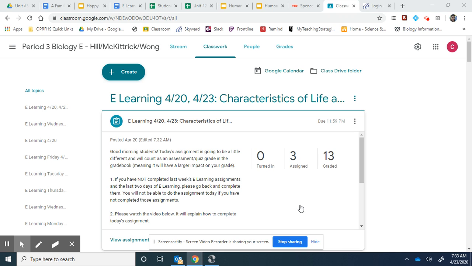I just wanted to take a moment to explain to you how we're going to do today's assignment. Today's assignment should look very similar to the assignment that you did on Monday because we're going to be working in the exact same document that we started working in on Monday.